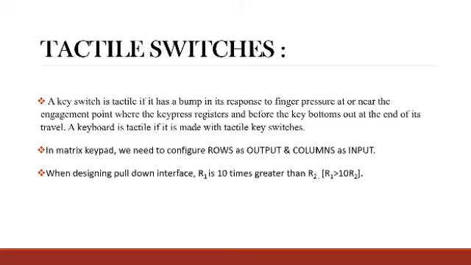The tactile switch: a key switch is tactile if it has a bump that responds to finger pressure at or near the engagement point where the key registers, and before the key bottoms out at the end of its travel. A keyboard is tactile if it is made with tactile key switches. In a matrix keypad, we need to configure rows as outputs and columns as inputs. When designing a pull-down interface, R1 is 10 times greater than R2.